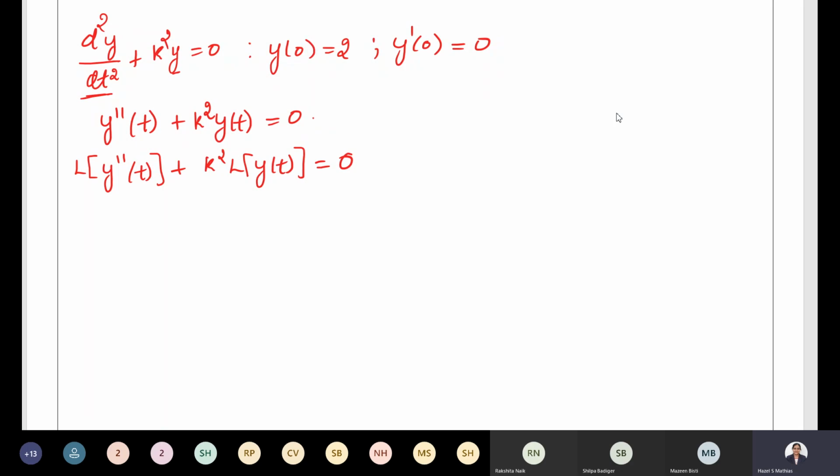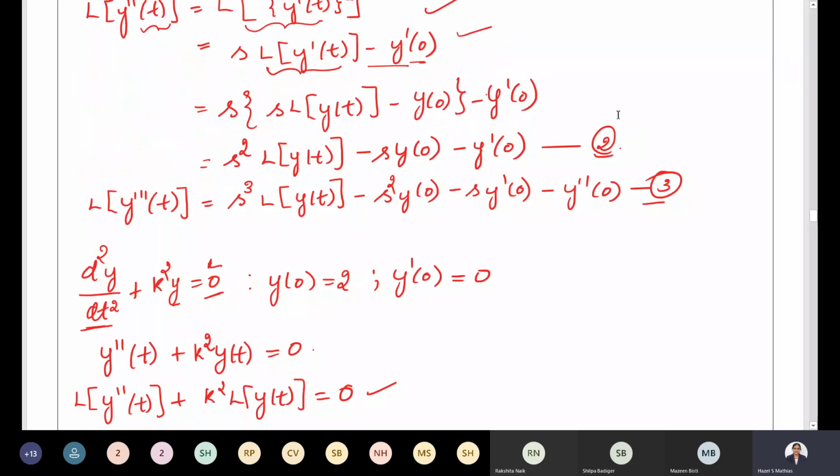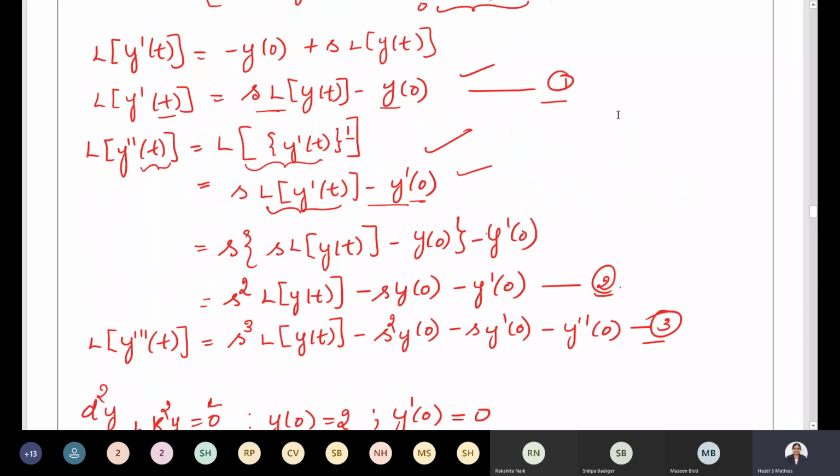Remember this. Sometimes you may not have 0 over here. You cannot always write directly equal to 0. Whatever term is there, you have to apply Laplace transform on that term as well. Now let's continue. What do we do here? We have the expression for Laplace transform of y double dash of t. That is the second equation. So substitute the second expression for Laplace transform of y double dash of t over here. What do we get when we substitute it?